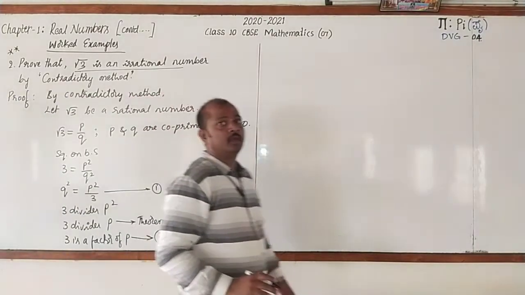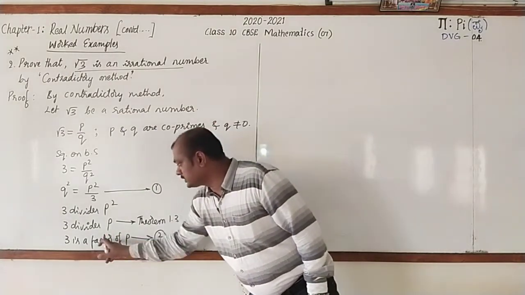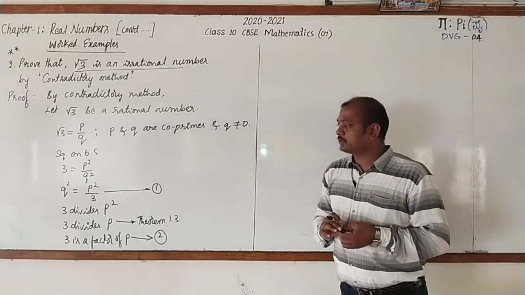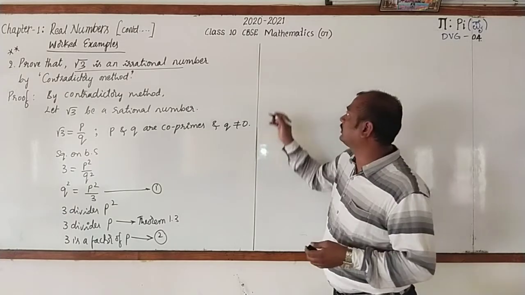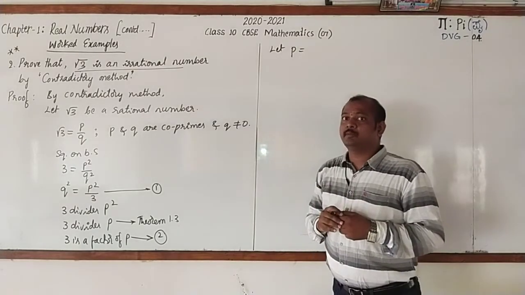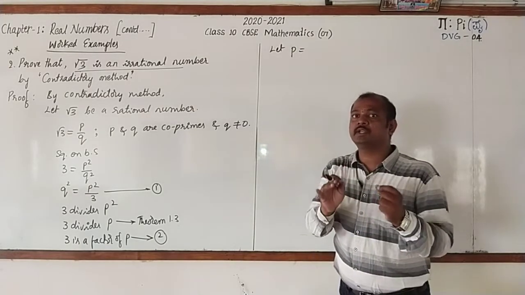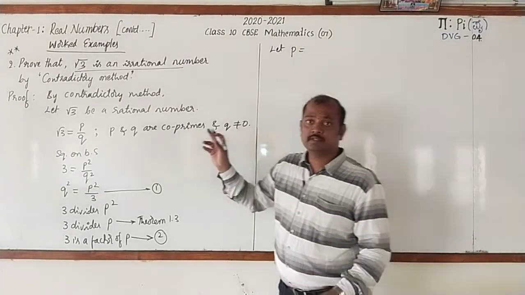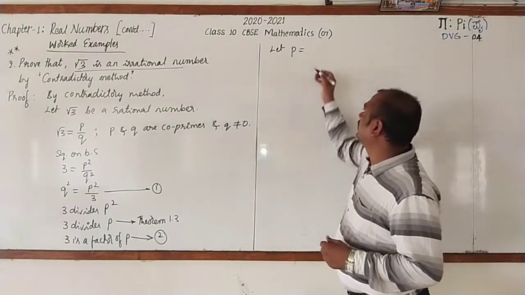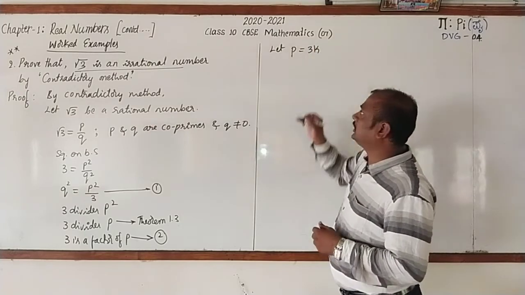Next. We have come to know 3 is a factor of P. We want to show 3 is a factor of Q. Hence I go for taking substitution for P. What should be taken? P equal to 2k, 3k, 5k, 7k? It is 3k because we are proving root 3 is irrational. So P equal to 3k.